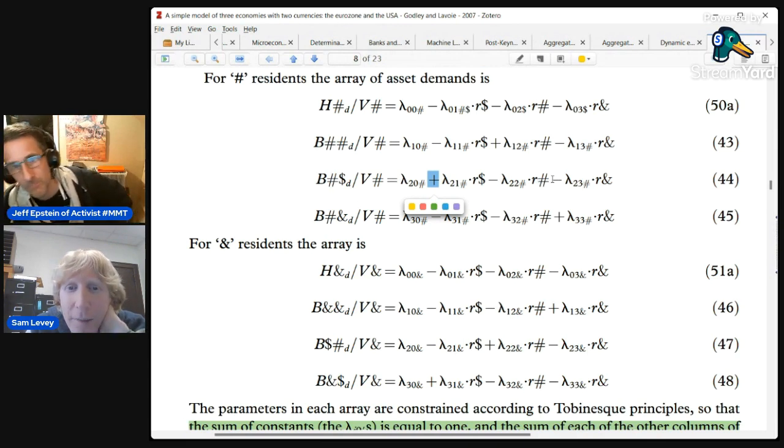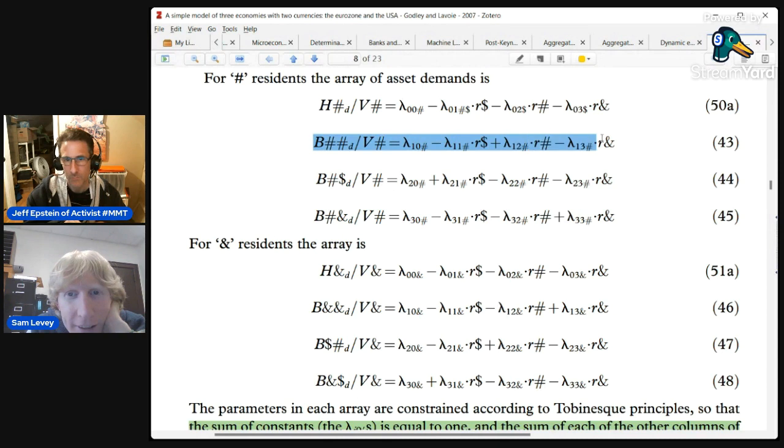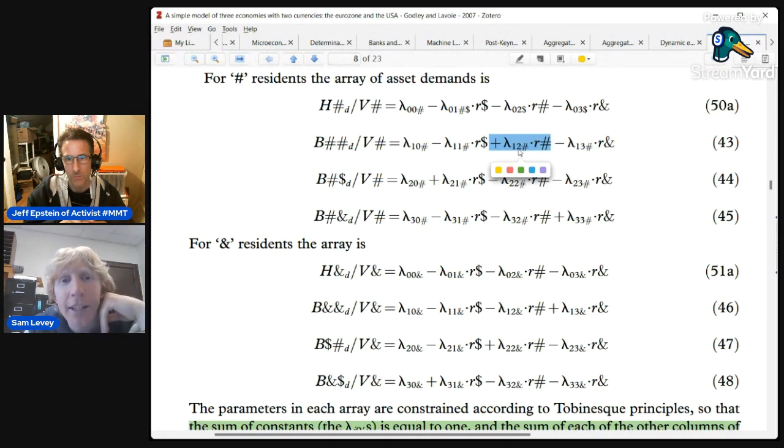Same thing with this last term here, right? Actually wait, we just did the dollar sign ones. Now let's go to this line here. You'll notice there's a plus sign for one, and a minus sign for the other two.